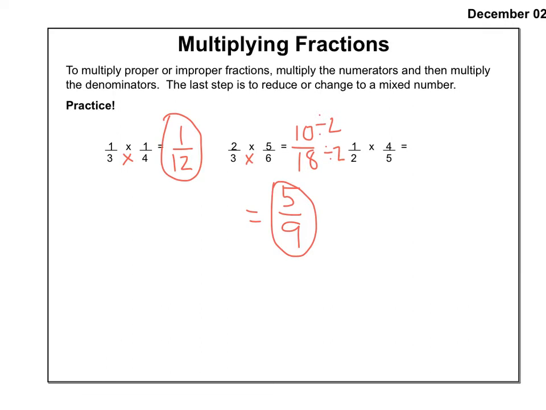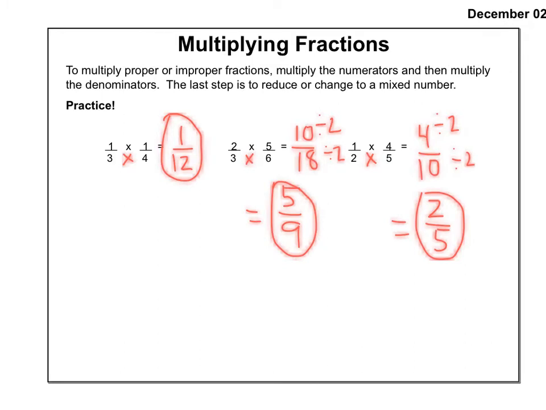The last example says 1/2 times 4/5. So we do 1 times 4 to get 4, and 2 times 5 to get 10. Again, 4 and 10 have a common factor. They can both be divided by 2. So 4 divided by 2 is 2, and 10 divided by 2 is 5. So our final answer is 2/5.